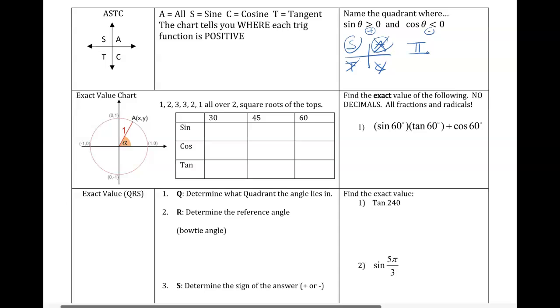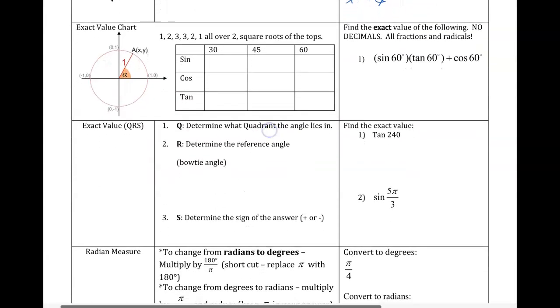If we look at our exact value chart, sine, cosine, and tangent of 30, 45, and 60 degrees. Remember, we use that little trick here where everything in the first 2 rows is all over 2. The order of the numerators is just 1, 2, 3, 3, 2, 1. And we square root the 2's and 3's. We don't square root the 1 because the square root of 1 is 1.